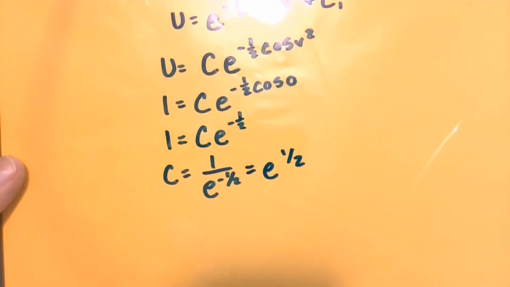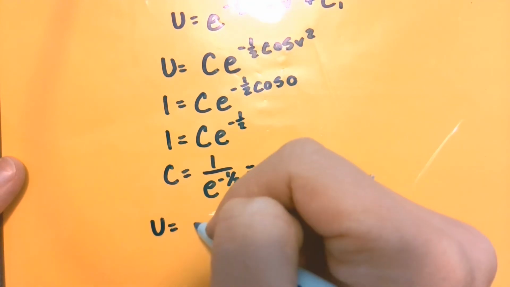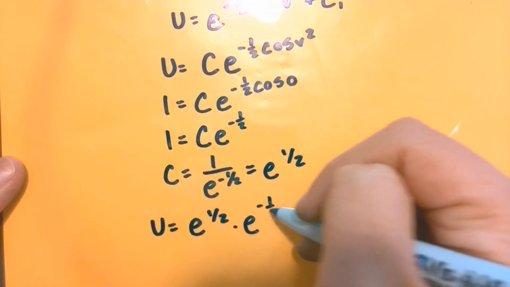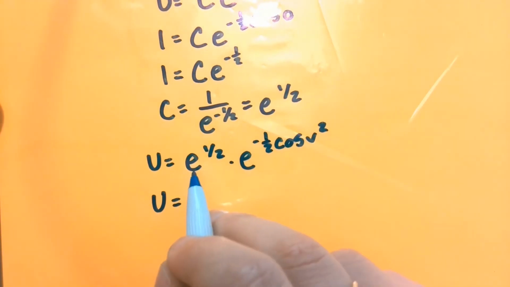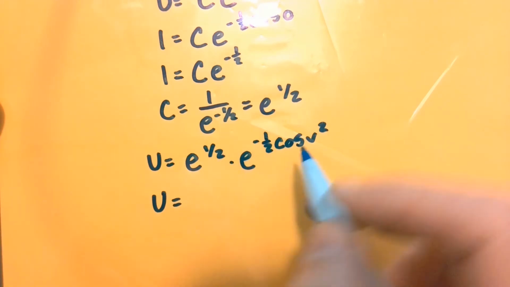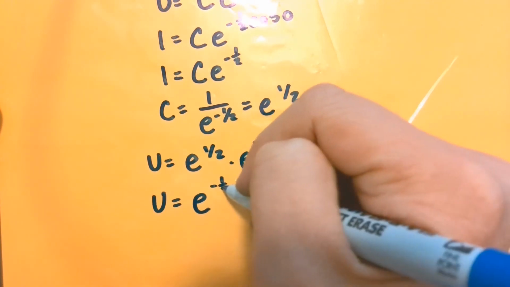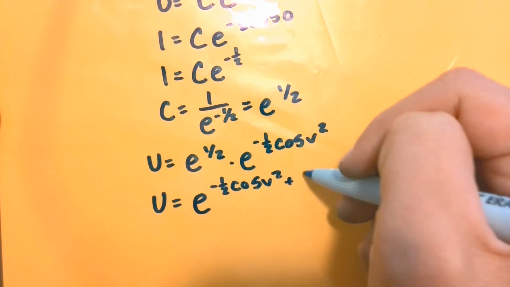So when I plug this back into my u equals, I've got e to the 1/2 times e to the negative 1/2 cosine v squared. So to clean this up, since both of these have the same base, multiplying here is going to turn this into addition. So my u is equal to e to the negative 1/2 cosine v squared plus 1/2.